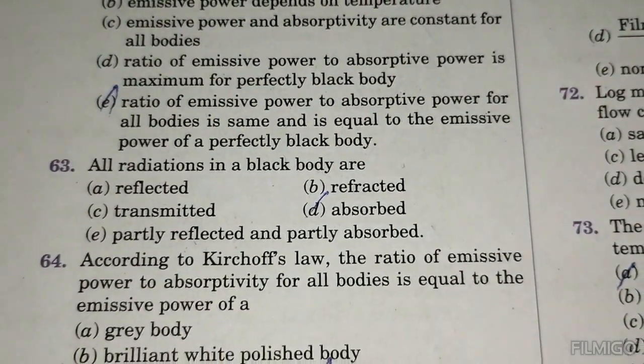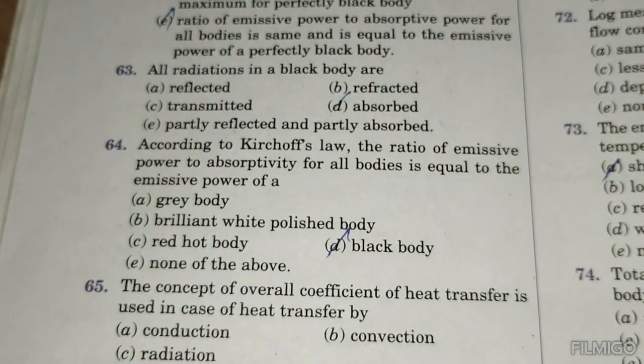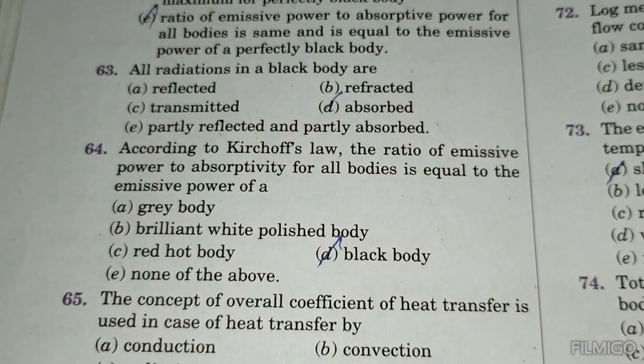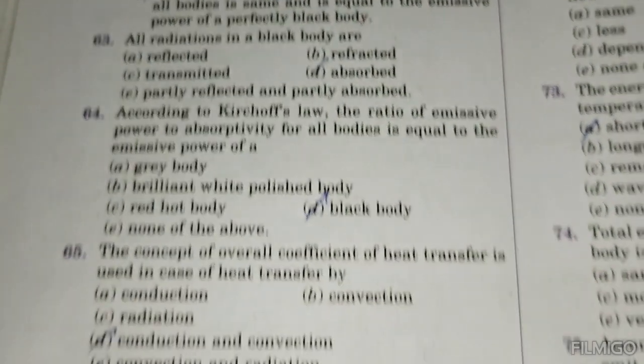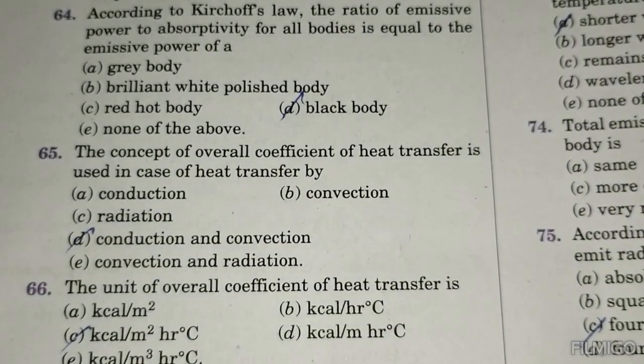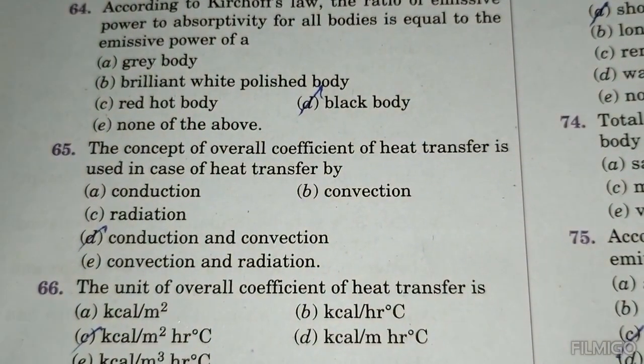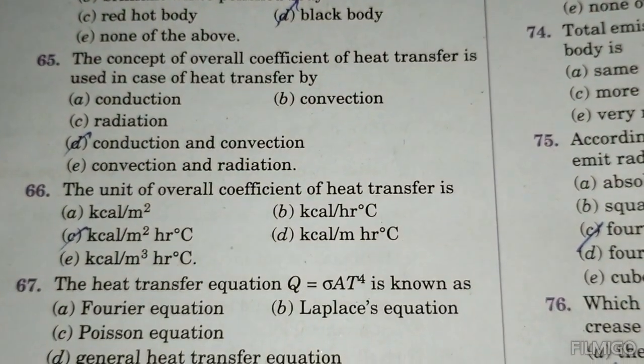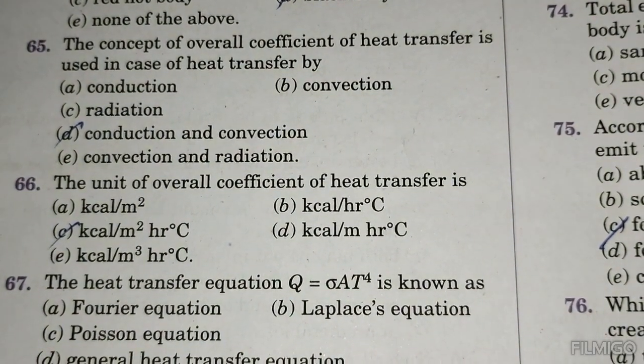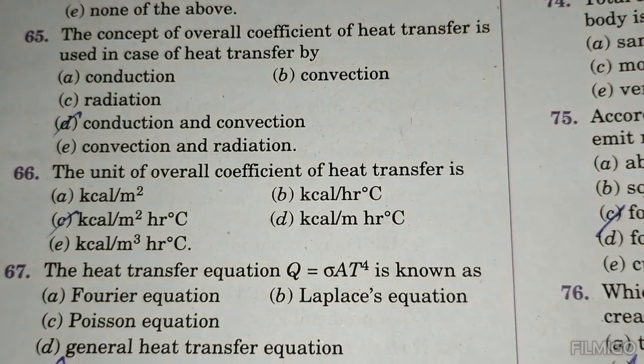All radiation in a black body is absorbed. According to Kirchhoff's law, the ratio of emissive power to absorptivity for all bodies is equal to the emissive power of dash: black body. The concept of overall coefficient of heat transfer is used in case of heat transfer by conduction and convection. The unit of overall coefficient of heat transfer is kilocalorie per meter square hour degree.